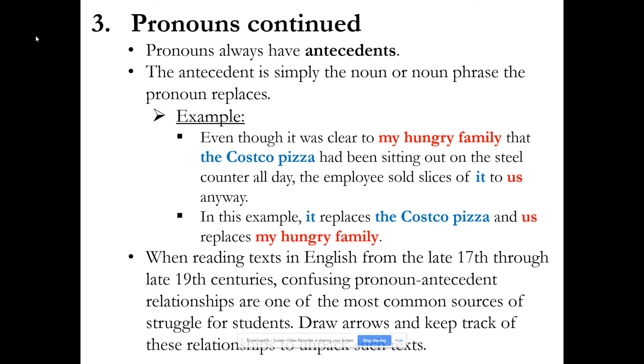So when you're having to read these texts, draw some arrows. Start your pencil on top of a pronoun, and then draw an arrow back to the noun to which it refers, and that'll help you to keep track of them.